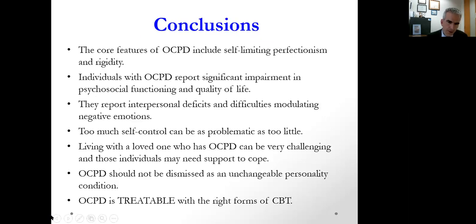So in our final minute, I just want to go over some conclusions here. So the core features of OCPD include self-limiting perfectionism and rigidity. Individuals with OCPD report significant impairment in psychosocial functioning and quality of life. They report interpersonal deficits and difficulties modulating negative emotions. What I presented here today is that too much self-control can be as problematic as too little.